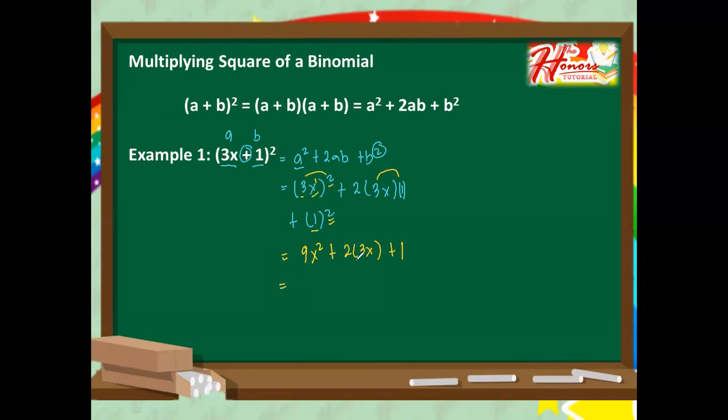And then let's simplify the second term. So we have here 9x squared. Multiply 3 times 2, that is 6, and then copy x, and then copy plus 1. And this is the final answer using the formula or pattern that we have for square of a binomial. Please remember the given so that you may apply the correct pattern for each given.